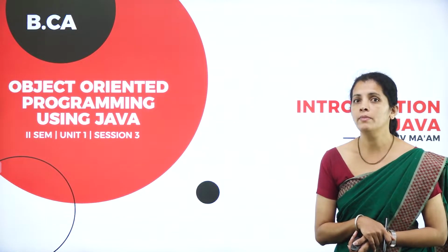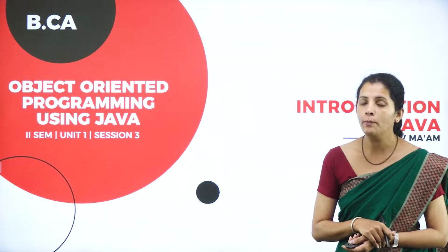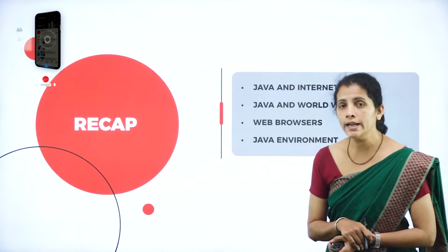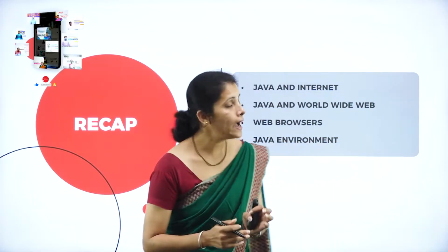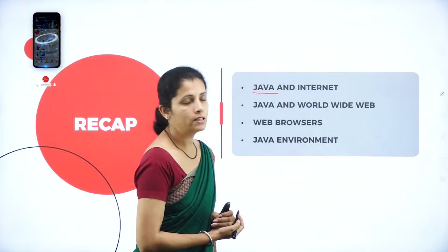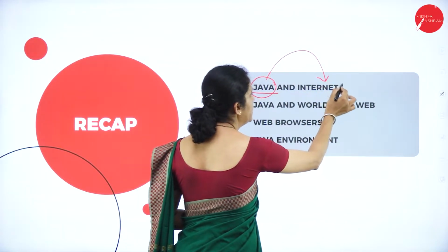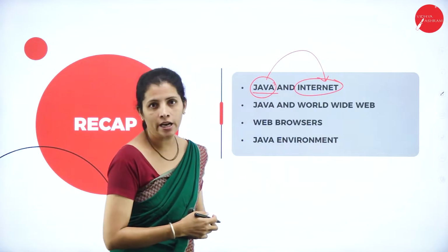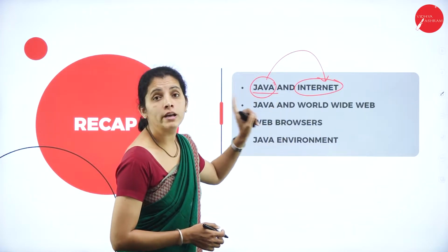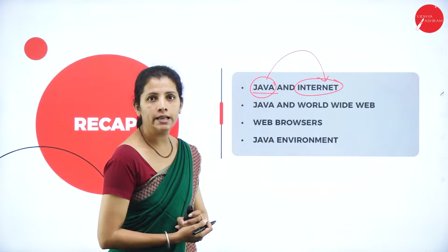So dear student, before going to start my today's session, let me recall the topic which I have covered in my last session. In my last session, I have discussed Java and Internet. That means how this Java program is related to the Internet. What is the connection? In Java, I have the concept called applet. To run an applet program, I require an internet connection.